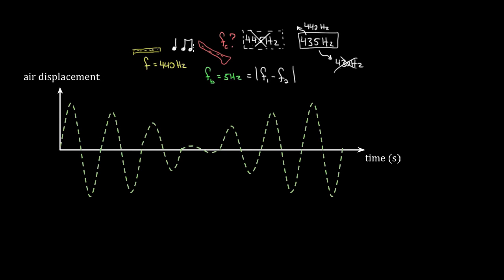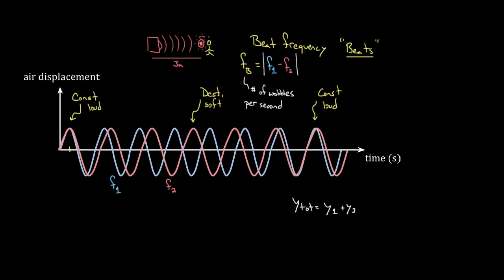So recapping, beats or beat frequency occurs when you overlap 2 waves that have different frequencies. This causes the waves to go from being constructive to destructive to constructive over and over, which we perceive as a wobble in the loudness of the sound. And the way you can find the beat frequency is by taking the difference of the 2 frequencies of the waves that are overlapping.